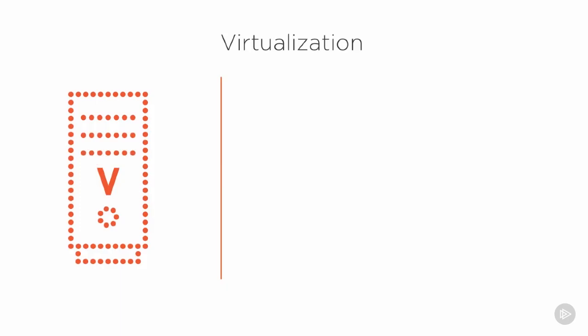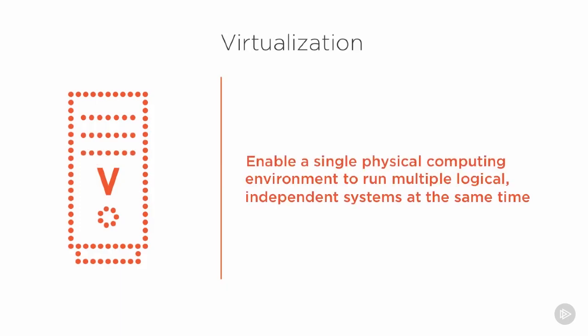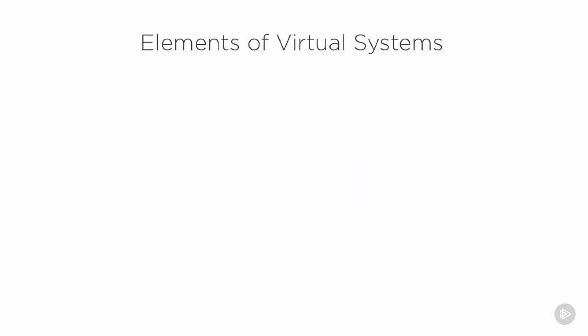One of the most common that we hear about is virtualization, and virtualization is a tremendous tool. It enables us to take one single physical hardware device, a computing environment, and on top of that, we can run a number of different types of independent systems, so it's as if we have 3 or 4 different computers on one. So what are the elements that make up virtual systems?